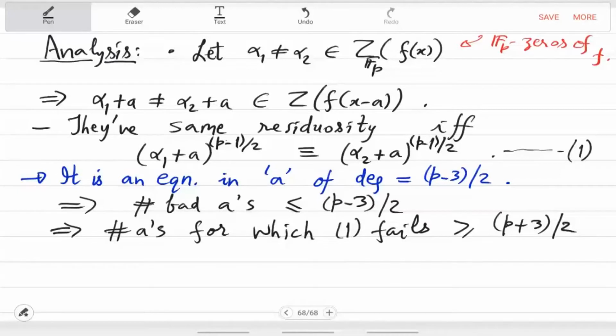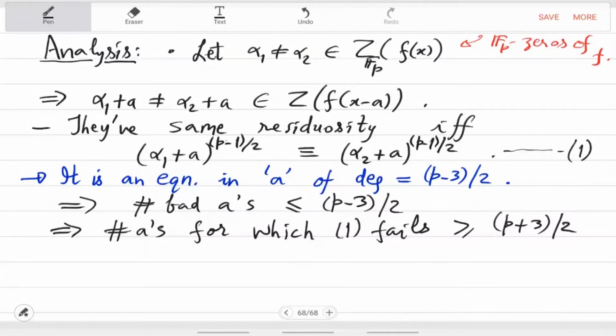Sir, can you say again once why the degree is p minus 3 by 2? Why the degree is p minus 1 by 2, so what is the degree of A in the LHS? P minus 1 by 2, yes. And the A raised to p minus 1 by 2 term on both sides cancels, so it is 1 less. It is not an important point. Even with p minus 1 by 2 degree, you get essentially the same thing.